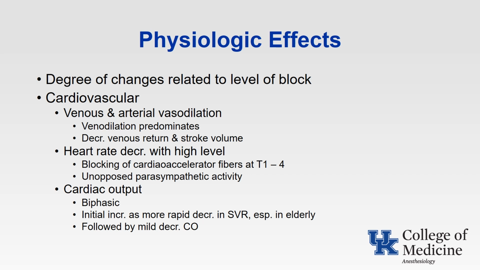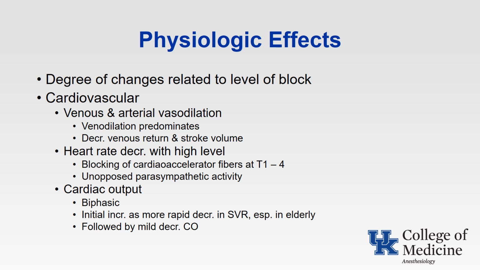Now, heart rate will also be affected with your sympathetic block when you have a high level. The cardioaccelerator fibers exist at the T1 to T4 level. So if you have a sympathetic block going up to the high thoracic levels, T1 to T4, then you will generally see a decrease in your heart rate with unopposed parasympathetic activity, so that you can see significant bradycardia with high neuraxial block levels.